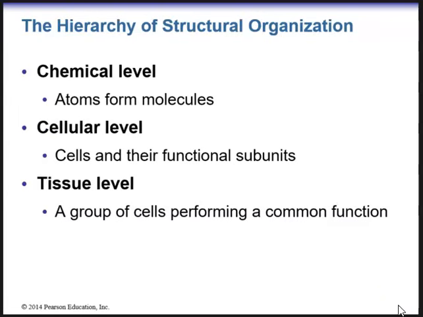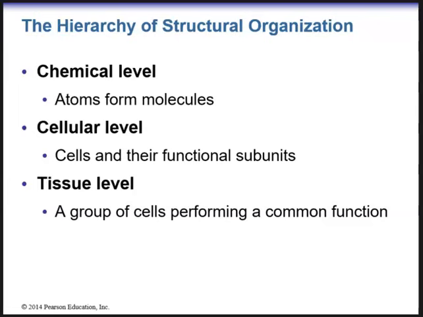So there is a hierarchy of structural organization. First, we start off at the chemical level. At the chemical level, atoms combine to form molecules, and molecules combine to form the macromolecules, such as carbohydrates, lipids, proteins, and nucleic acids. We know that anything organic is carbon-based, so made up of atoms of carbon.